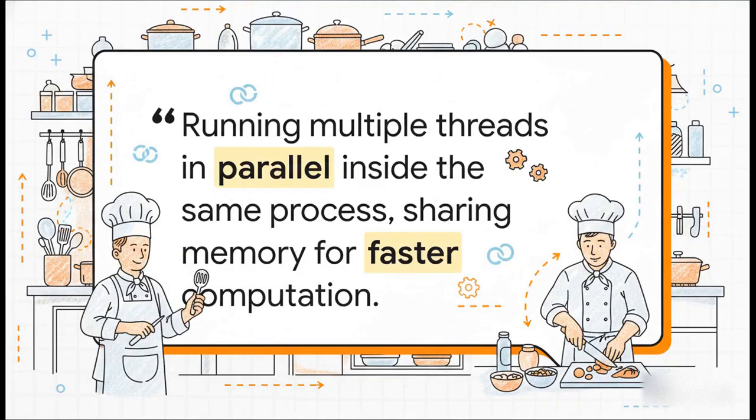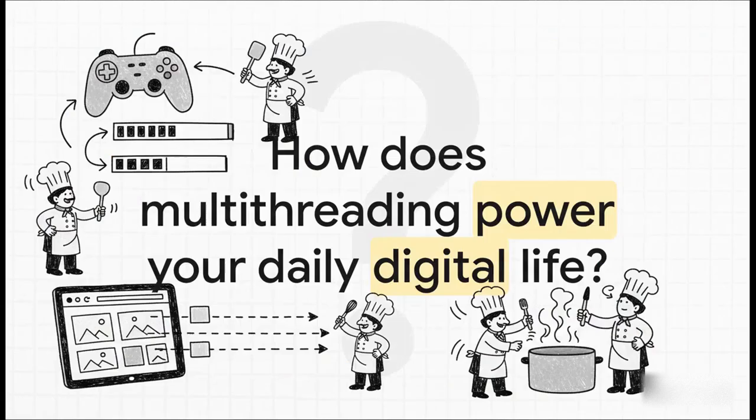So if you need to nail this for a job interview or just want to sound really smart, here's the one-sentence summary you need. Multi-threading means running multiple threads in parallel inside the same process. They share memory, but they execute their tasks independently, which makes for much faster concurrent computation. And that really brings it all together. From a video game that's rendering amazing graphics while it's also loading the next level in the background, to your browser using different threads to load all the images on a web page at once.